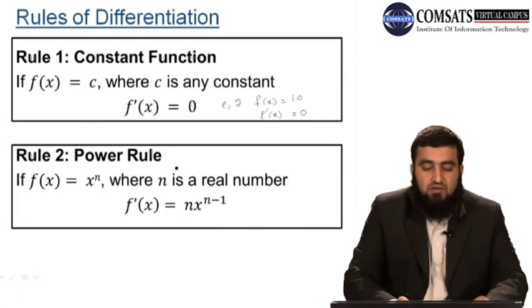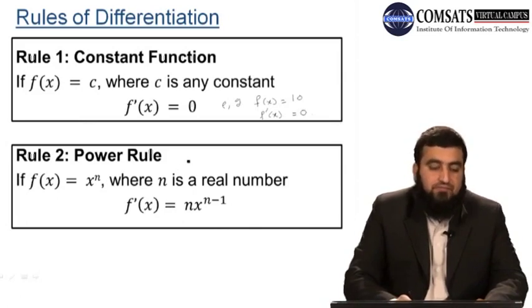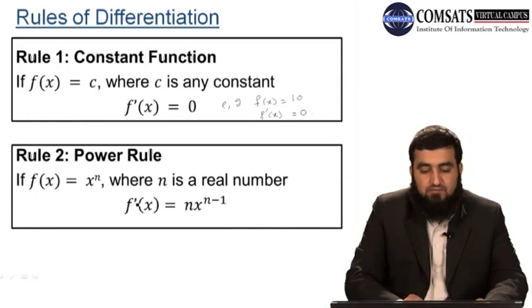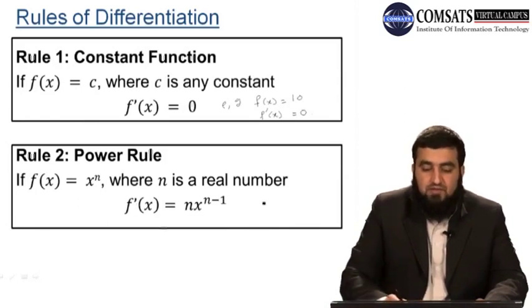Rule number 2 is called the power rule. If f of x is equal to x to the power n, where n is a real number, then f prime of x is equal to n x to the power n minus 1. So if you have the function x to the power n, its derivative will be n times x to the power n minus 1.